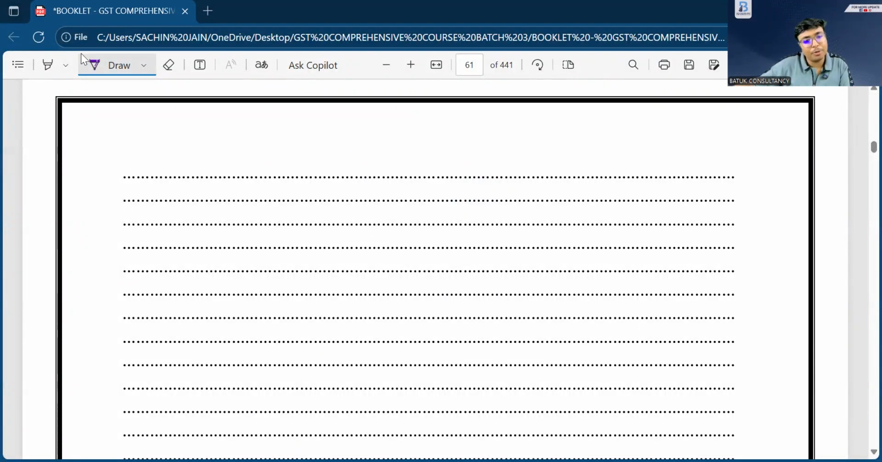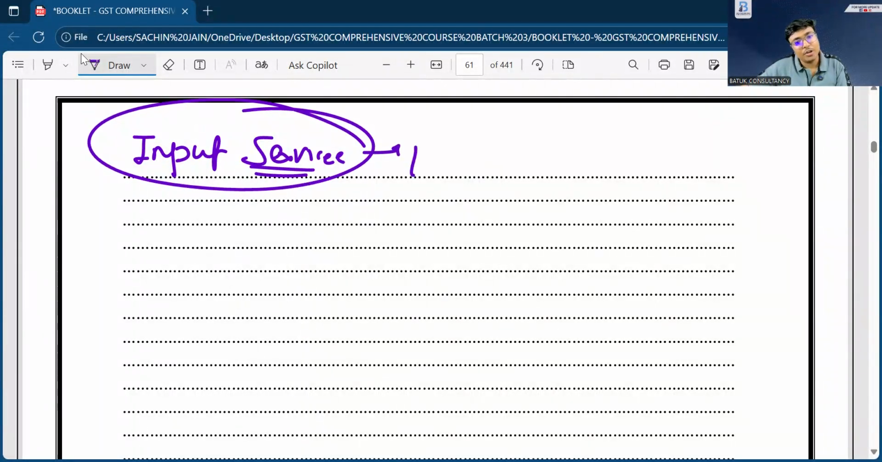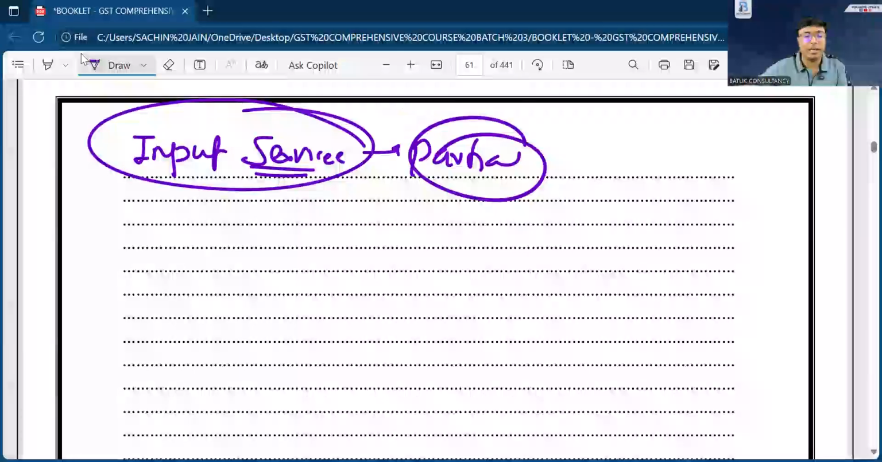In case of input service, the partial refund is allowed. I am not going to repeat the concept because we have already done it. To calculate the partial refund, we just need to adjust your inverted duty structure tax payable, multiply it with your input and divide by input service, so that your tax payable on inverted duty structure will automatically reduce, and your refund amount will automatically enhance. So partial refund is allowed in case of input service.